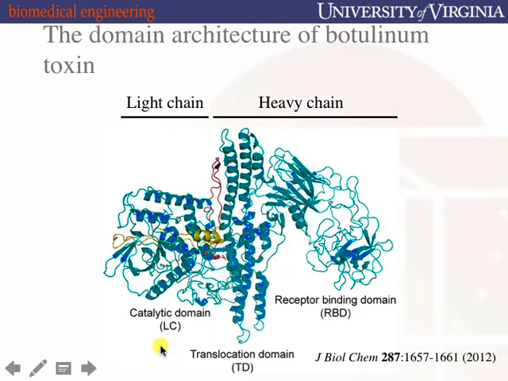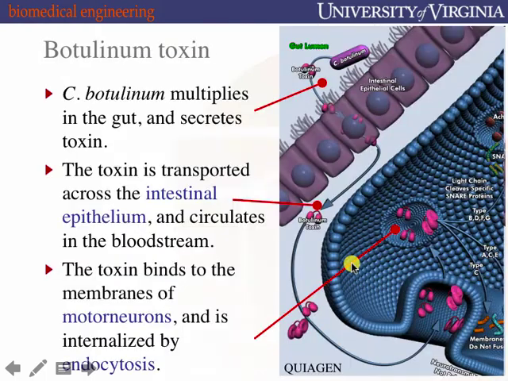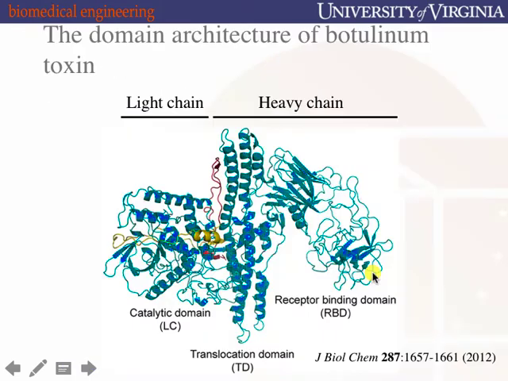Okay. So if we look at that domain architecture of the toxin, and we look back at those three domains, what we find is that there's a receptor binding domain. And that receptor binding domain is what's going to bind to the motor neuron, and that's going to actually trigger a phagocytic or an endocytic, in this case, process. So here it's triggering endocytosis.